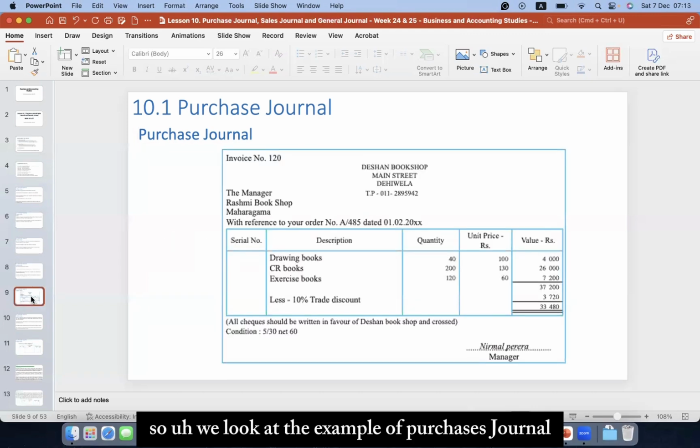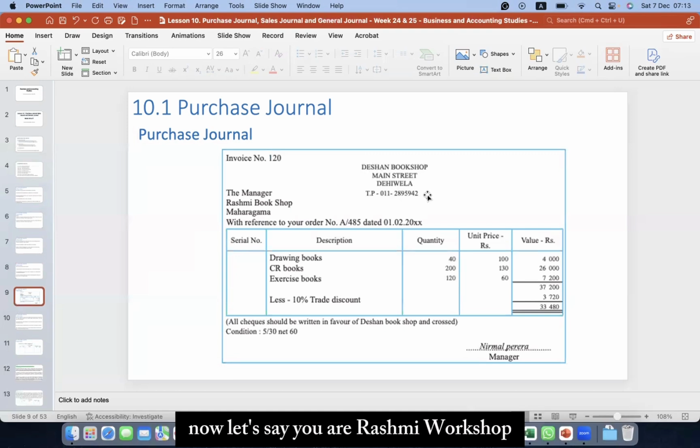So we look at an example of a purchaser's journal. For example, this is issued from Deshan Bookshop. Now let's say you are Rashmi Bookshop, who is buying from Deshan Bookshop, and this is your purchase journal. Deshan Bookshop is the issuer of this invoice, and you are the buyer. So this is your purchases journal, and this is the manager of Rashmi Bookshop.